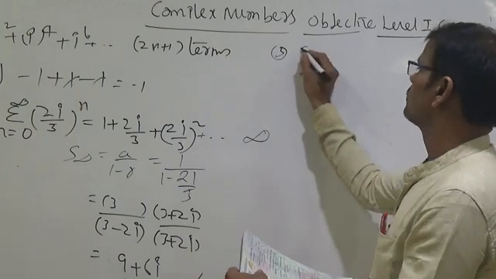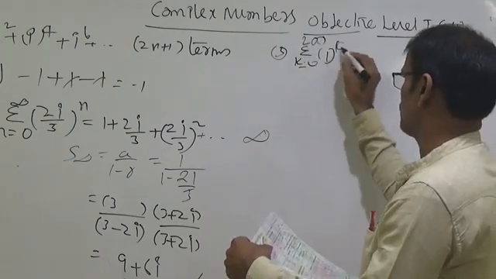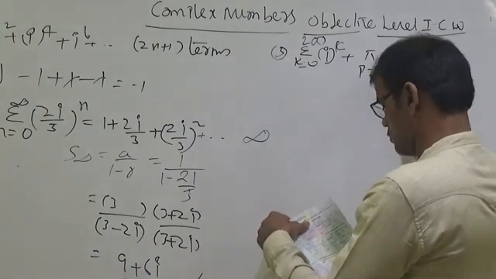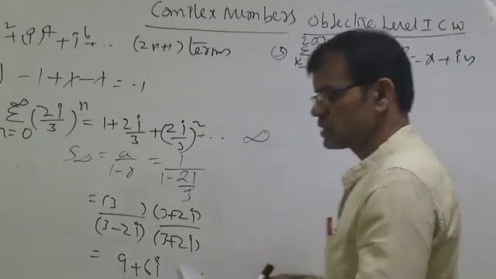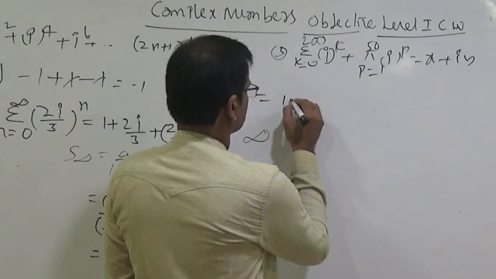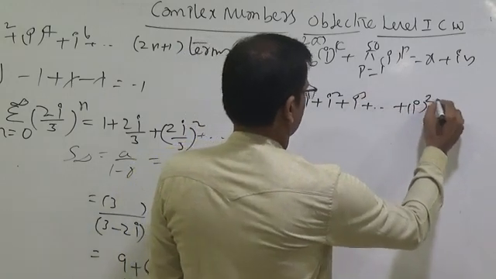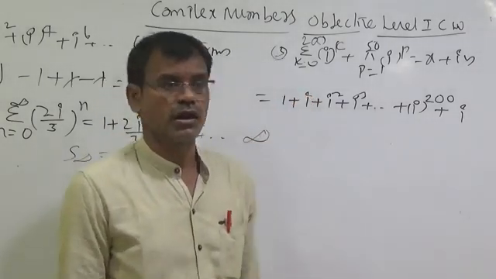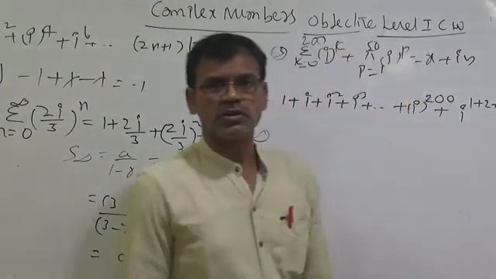Third question, sigma k is equal to 0 to 200, i power k, plus pi, p is equal to 1 to 50, i power p is equal to x plus iy. So what is the value of x and what is the value of y? Substitute k is equal to 0 to 200, i power 0 is equal to 1. So you can write 1 plus i square plus i cube plus so on until i power 200, plus pi meaning product. So product means i power 1 into i power 2 into i power 3 into i power 4 so on until 50. So you can understand here i power 1 plus 2 plus 3 plus so on until 50.